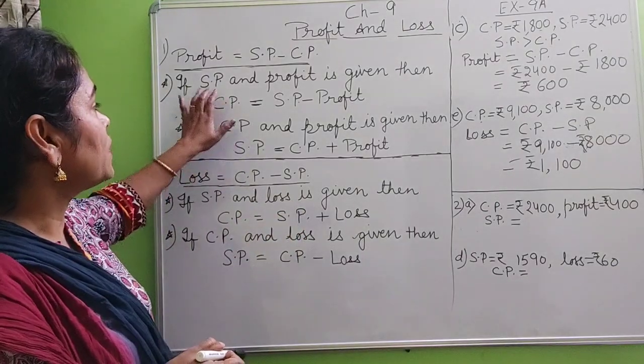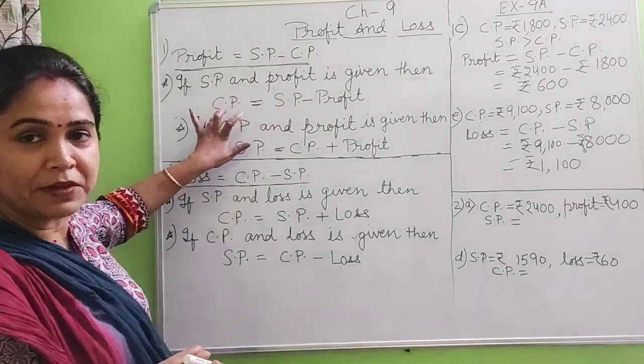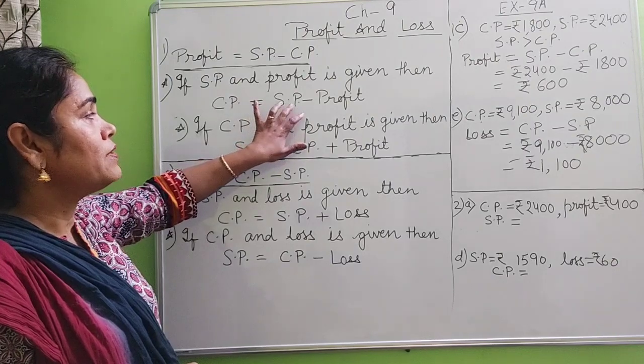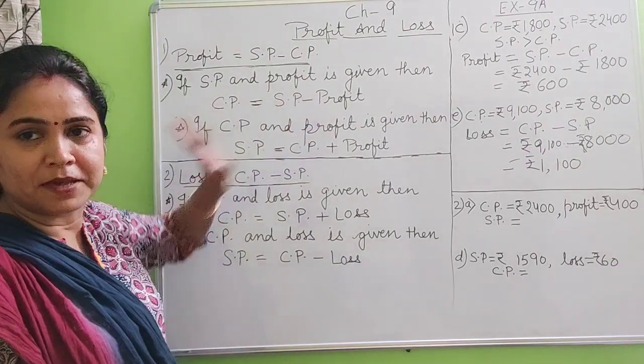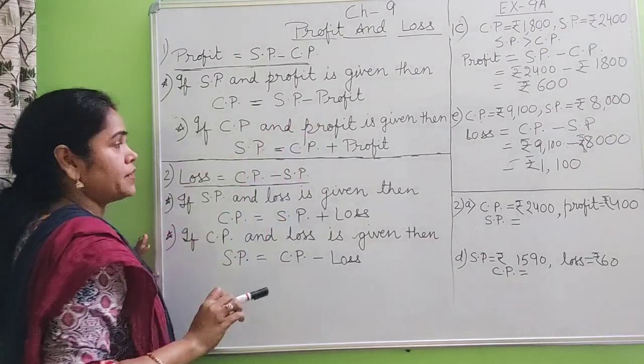So whenever the condition of profit is there, CP will always be smaller. So when we have to find CP, we will subtract profit from SP. So the formula for finding CP will be SP minus profit.